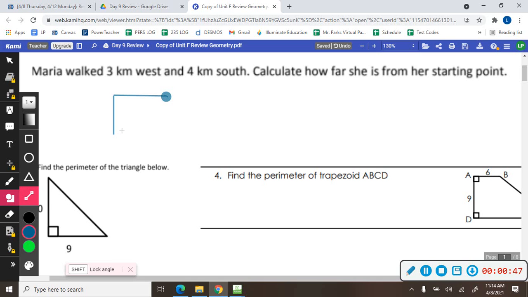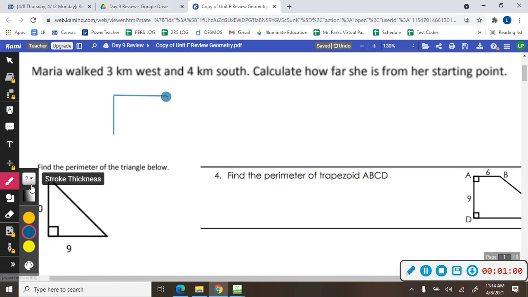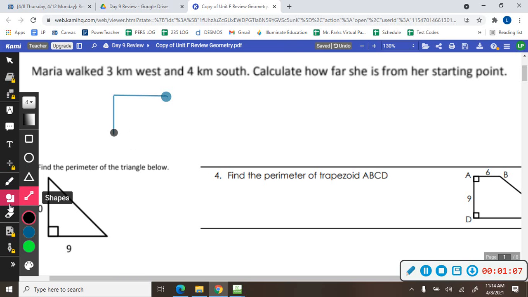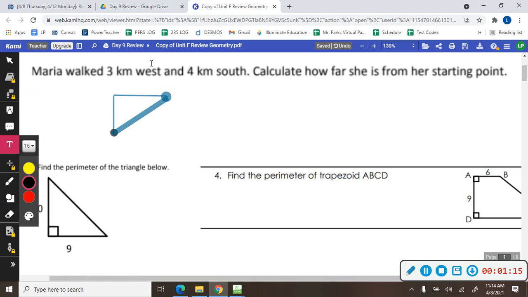So now she's here. Now she's here. So the question is, how far is it from here to here? Well, when we label, she started here, she went 3 kilometers west, and then she went 4 kilometers south.